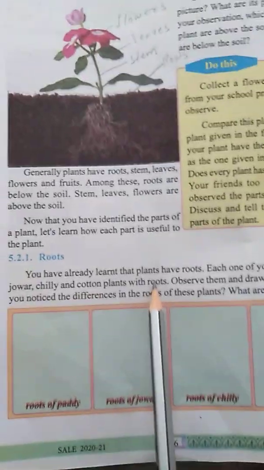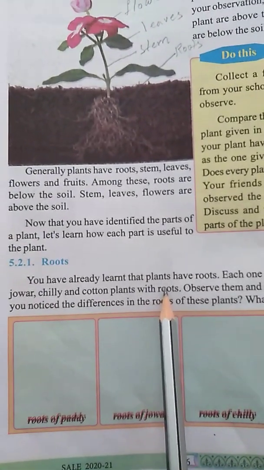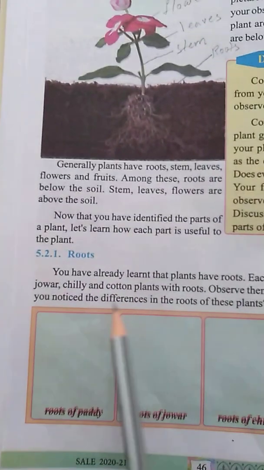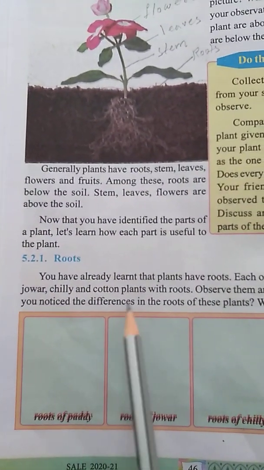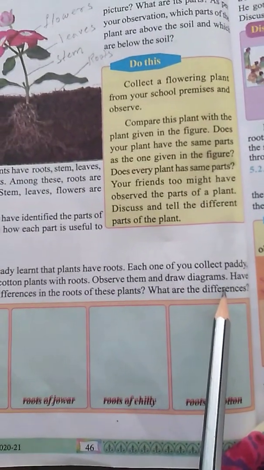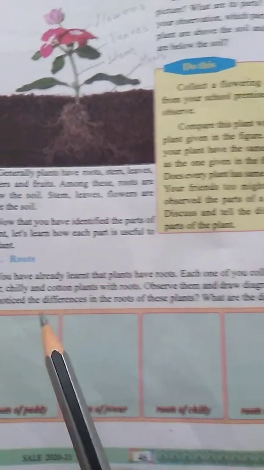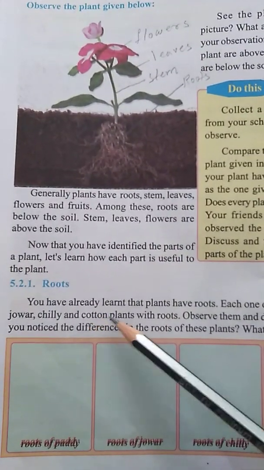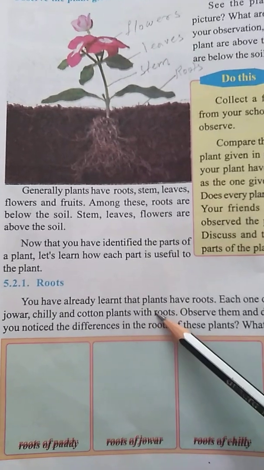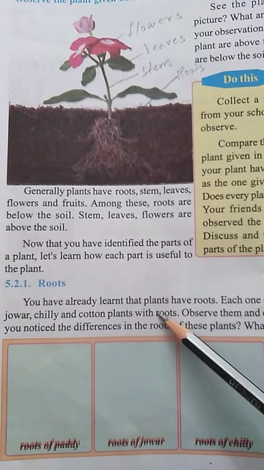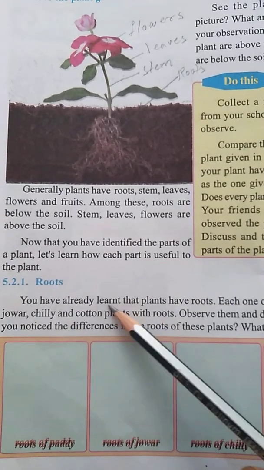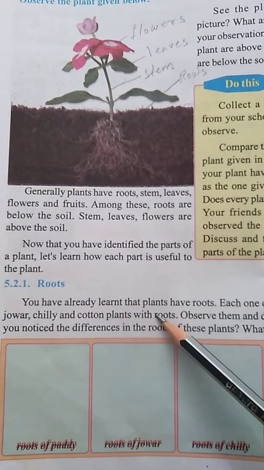But now you cannot go out of the house. So just listen here, observe them and draw diagrams. Have you noticed the differences in roots of these plants? What are the differences? Here, see, they have told us to collect the 4 types of plants: paddy, jowar, chili and cotton plants. Why did they ask us to collect them with the roots? Yes, because each of their roots is different.